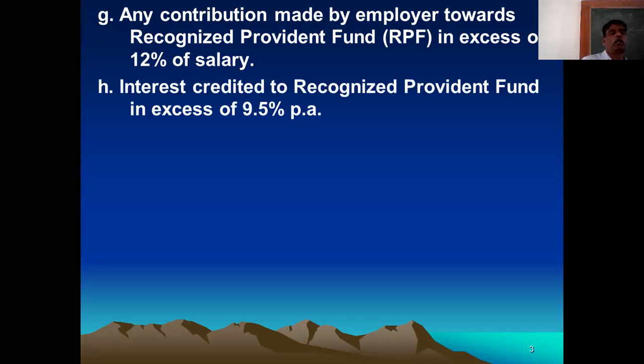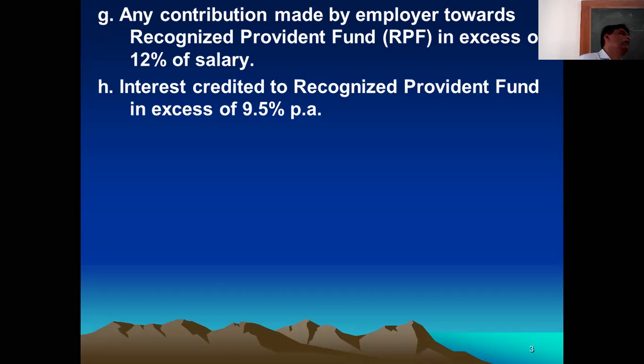Then next is interest credited to recognized provident fund. The recognized provident fund credits interest on the provident fund. If the rate of interest is more than 9.5%, then the excess rate of interest is taxable. If the rate of interest given is 9.5% or less, then that is exempted from tax. Remember this point.